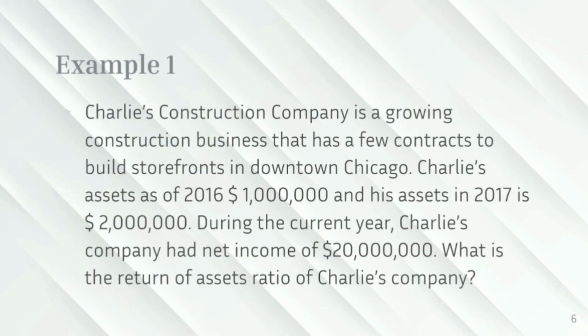So we have here example number 1. Charlie's Construction Company is a growing construction business that has a few contracts to build storefronts in downtown Chicago. Charlie's assets as of 2016 is $1 million and his assets in 2017 is $2 million. During the current year, Charlie's company had net income of $20 million. What is the return on assets ratio of Charlie's company?